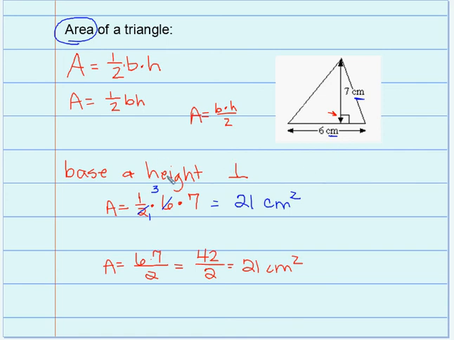Okay, so just remember that we're looking for the perpendicular, wherever we have that perpendicular, that right angle, that's what we're looking for to determine where we have a height and a base.